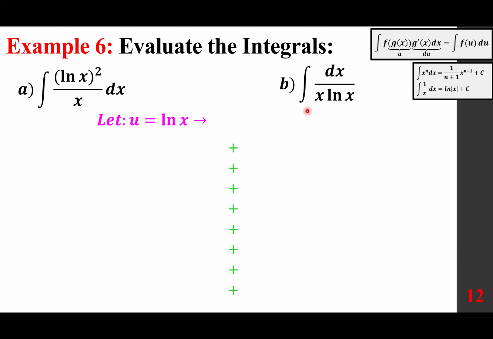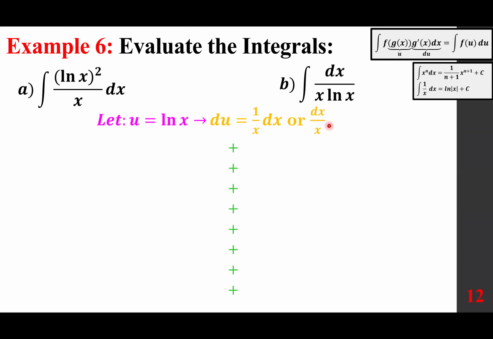Anytime ln x is involved, almost always the choice of u is ln x. So what is the derivative of ln x? It is 1 over x. So what is du? 1 over x dx. Now 1 over x dx, I can write it as 1 over x dx or dx over x. And I do that because in case you come across this format, that means the same thing.